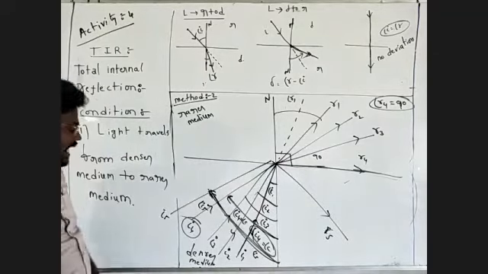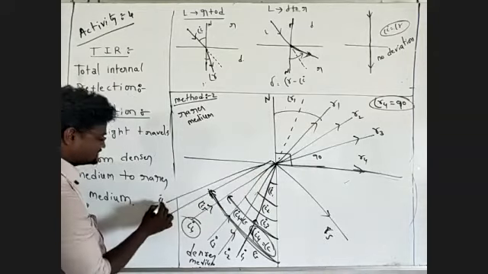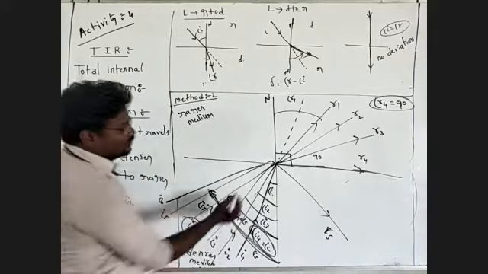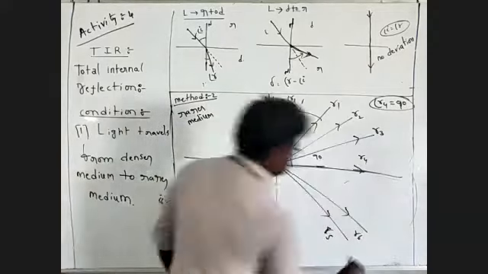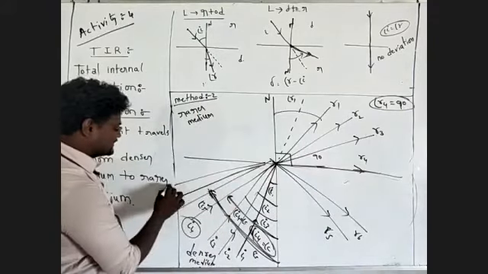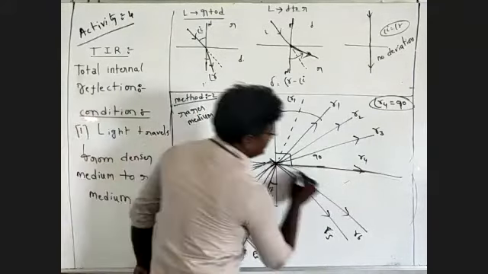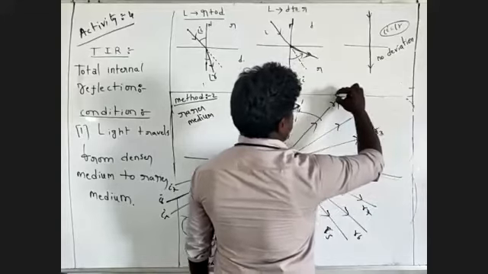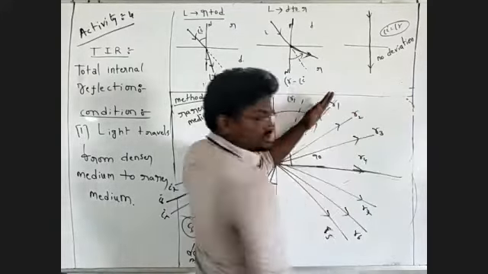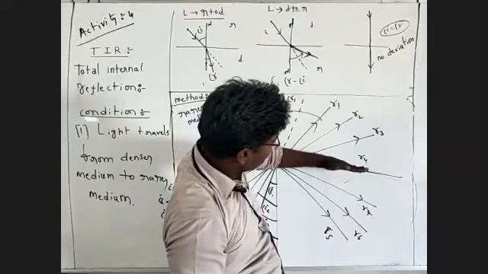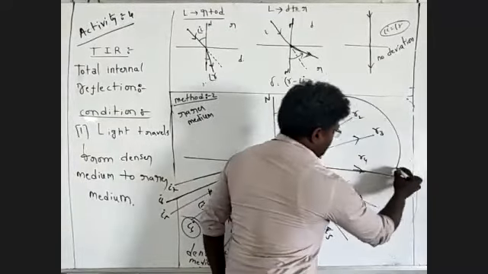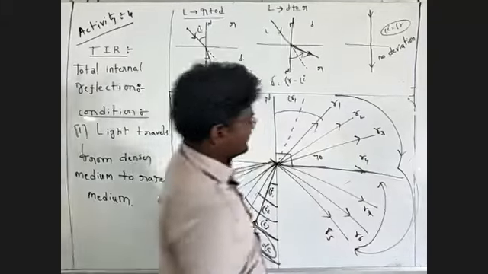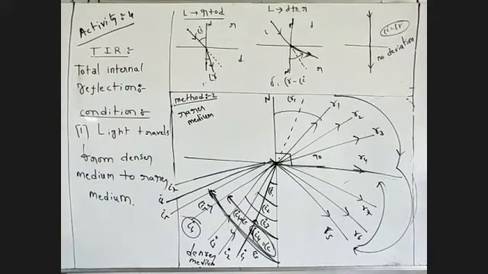Again you can increase the angle, I6. The angle of I6 is greater than the critical angle. What happened? This is a reflected ray. Again, you can increase the incident ray, and it will be shifted back. First, this is shifting from R1 to R2, R3, R4. Again it is shifting here, and again it is shifting backward.